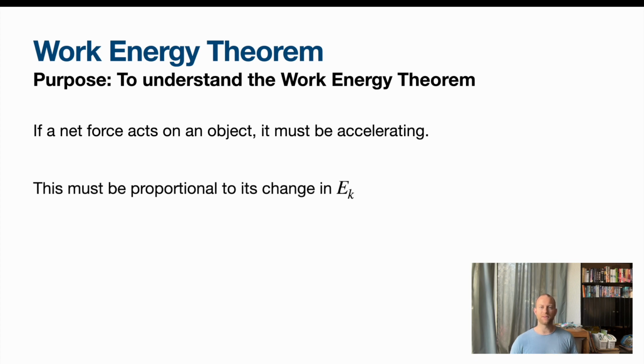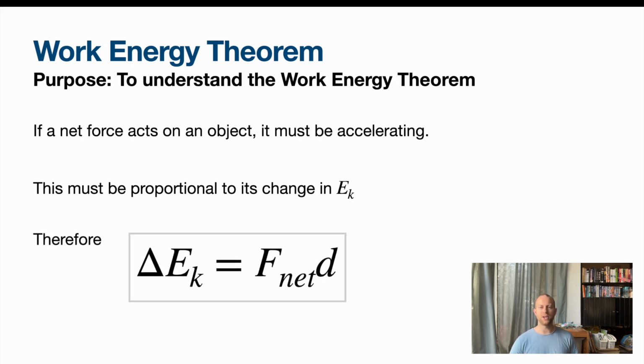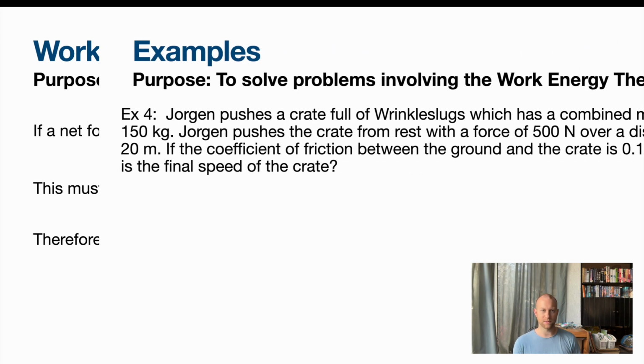And this acceleration must be proportional to its change in EK, meaning the bigger the acceleration or the bigger the net force, the more change in kinetic energy you have. So therefore we have this equation of change in kinetic energy equals F net times distance. This is just taking my work equation, change in energy, force times distance, and making it a specific case with kinetic and F net. So you won't have this on the formula sheet, but it just makes your life a little bit easier to solve for some things.